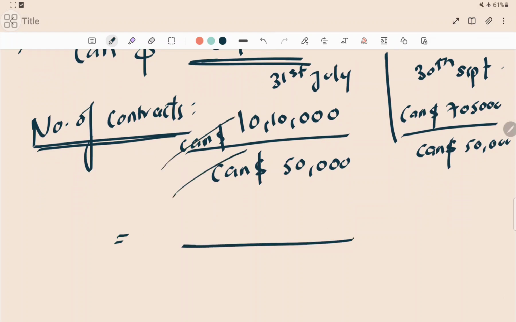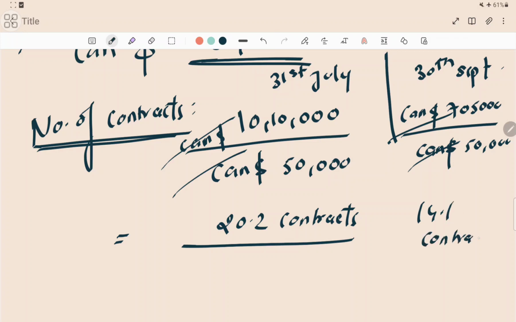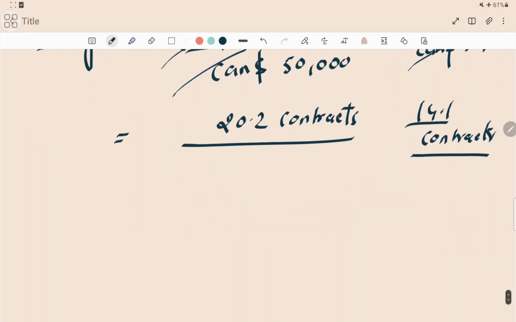So what I am left with is, this will come up to 20.2 contracts, and this will come up to 705 divided by 50,000 is 14.1 contracts. Okay, now basically I have 20 and 14 full contracts, right?